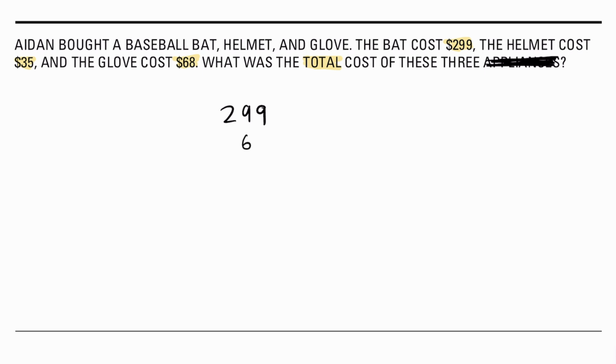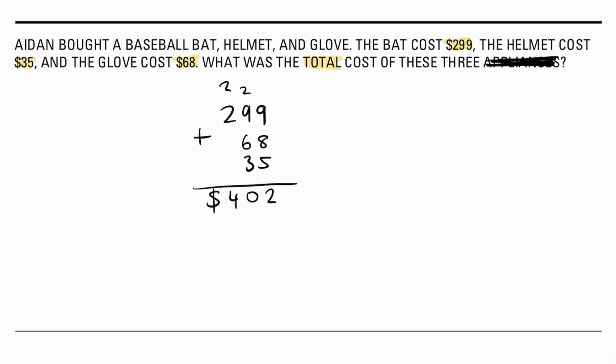And so the exact same process. And so we end up with 9 plus 8 is 17, plus 5 is 22, carry the 2. 2 plus 9 is 11, plus 6 is 17, plus 3 is 20. Then we carry the 2, and 2 plus 2 is 4, and we end up with $402.